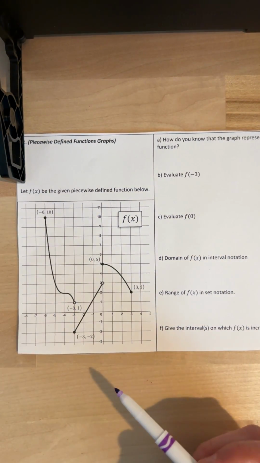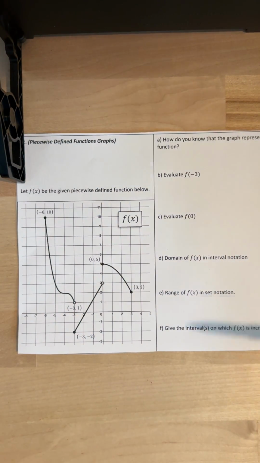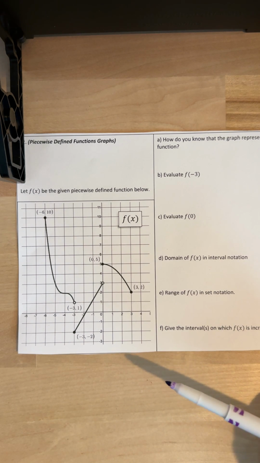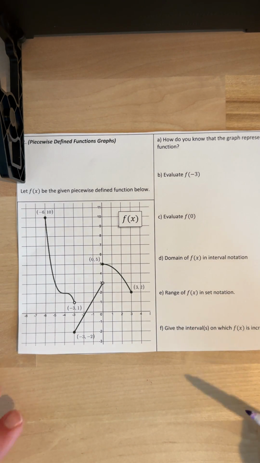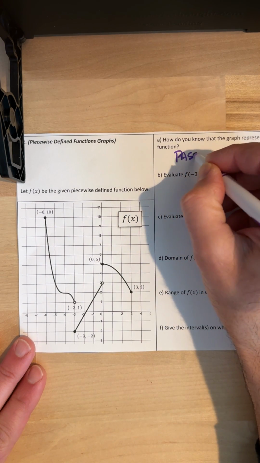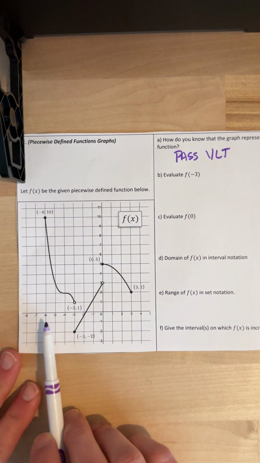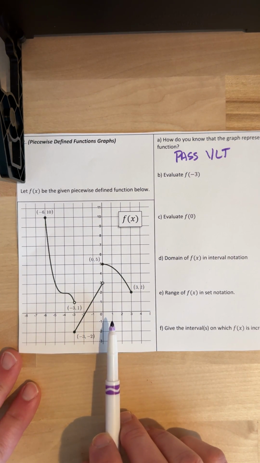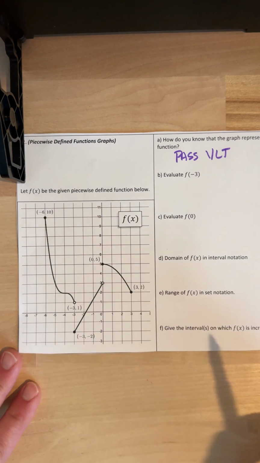All right, this question is asking us to use this function on the left-hand side to answer these questions. So the first question is, how do you know if this graph represents a function? And the correct answer just means that it passes the vertical line test. So we'll just write it here. So it passes the vertical line test. That means that you can draw a vertical line anywhere on this graph, and there is guaranteed to be one and only one output for every x that you can see on the domain of this graph.